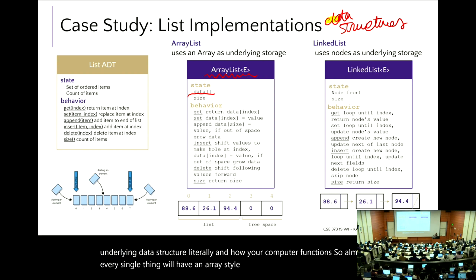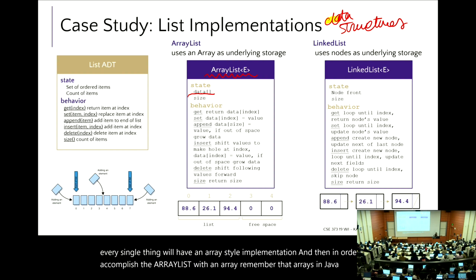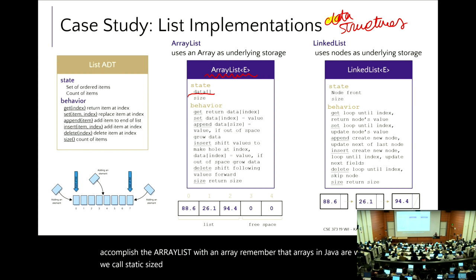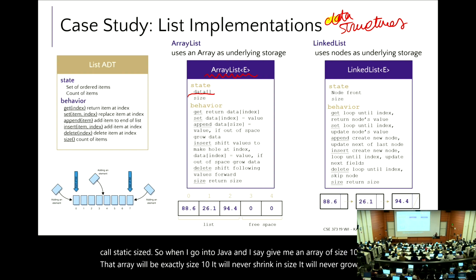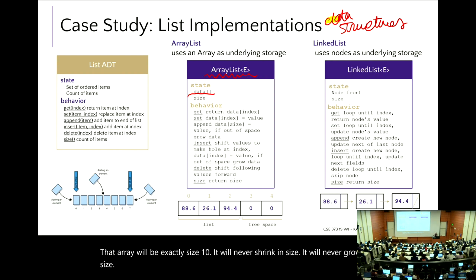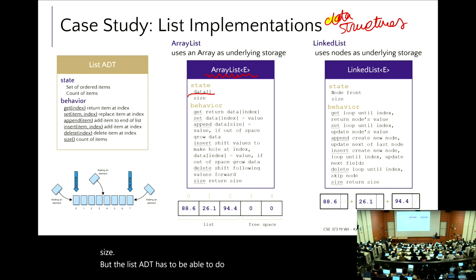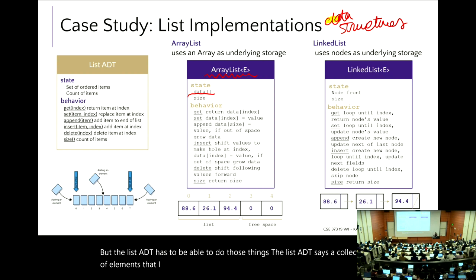And then in order to accomplish the array list with an array, remember that arrays in Java are what we call static sized. So when I go into Java and I say, give me an array of size 10, that array will be exactly size 10. It will never shrink in size. It will never grow in size. But the list ADT has to be able to do those things. The list ADT says a collection of elements that I can add to, I can remove from, I can move things around, right? And so an array doesn't by default have that behavior. So we're going to have to use arrays in a clever way in order to accomplish that.